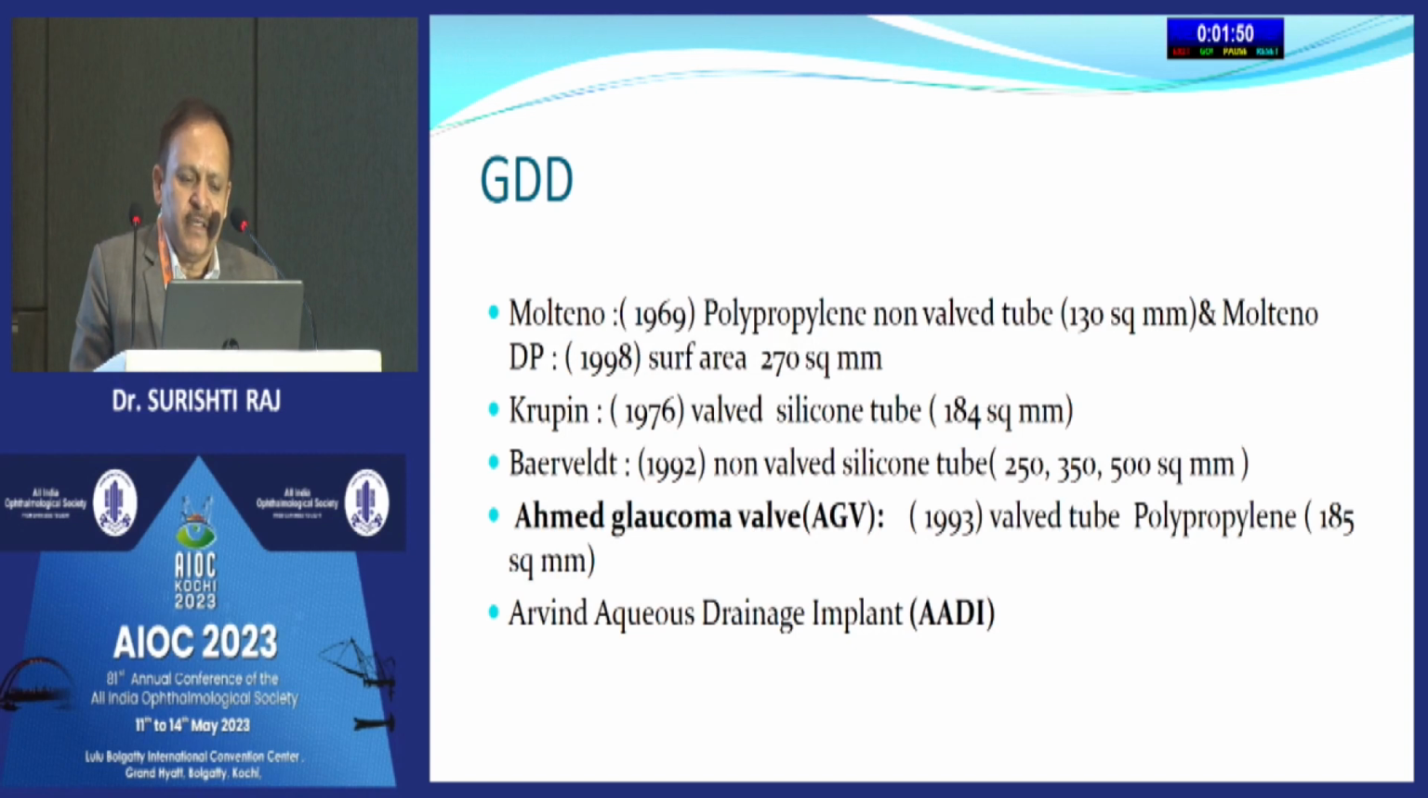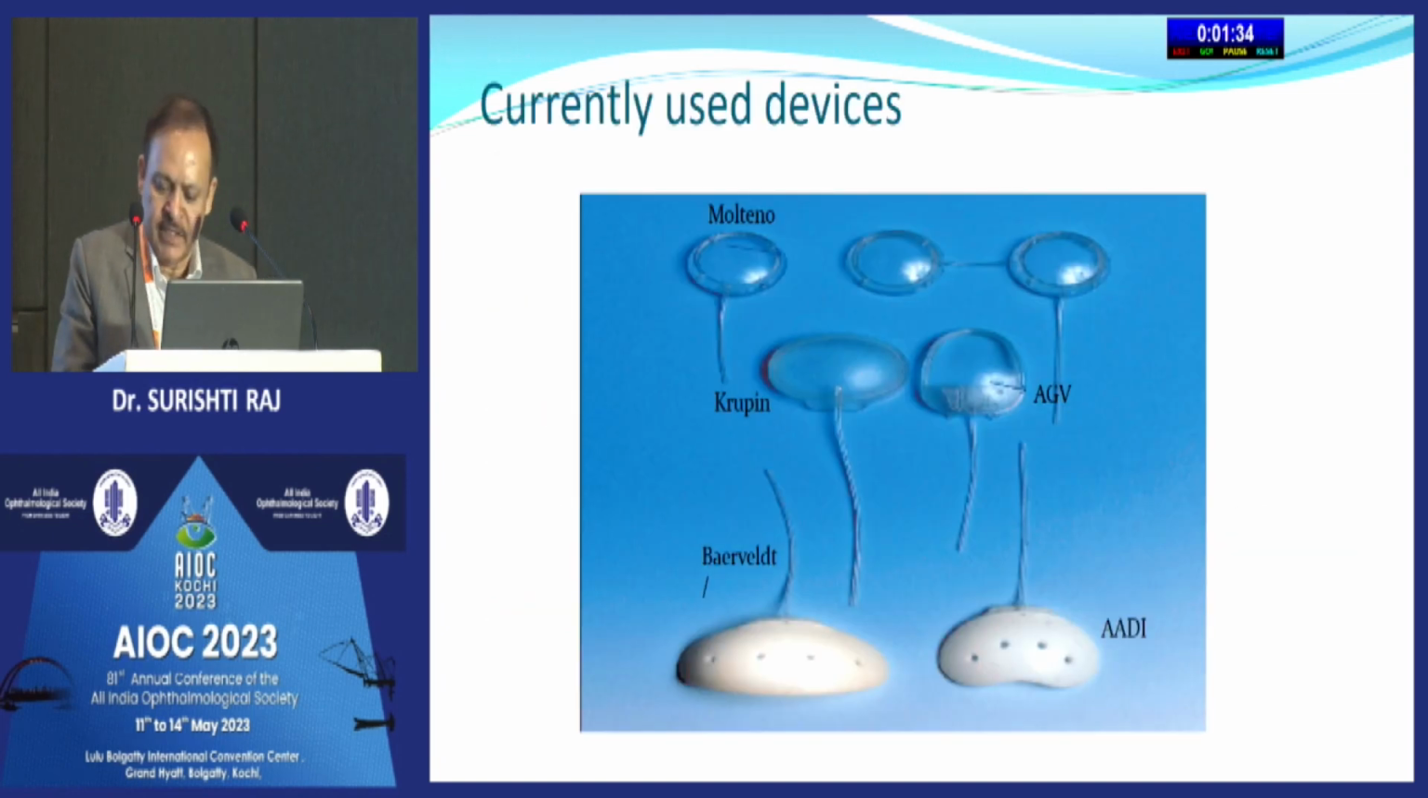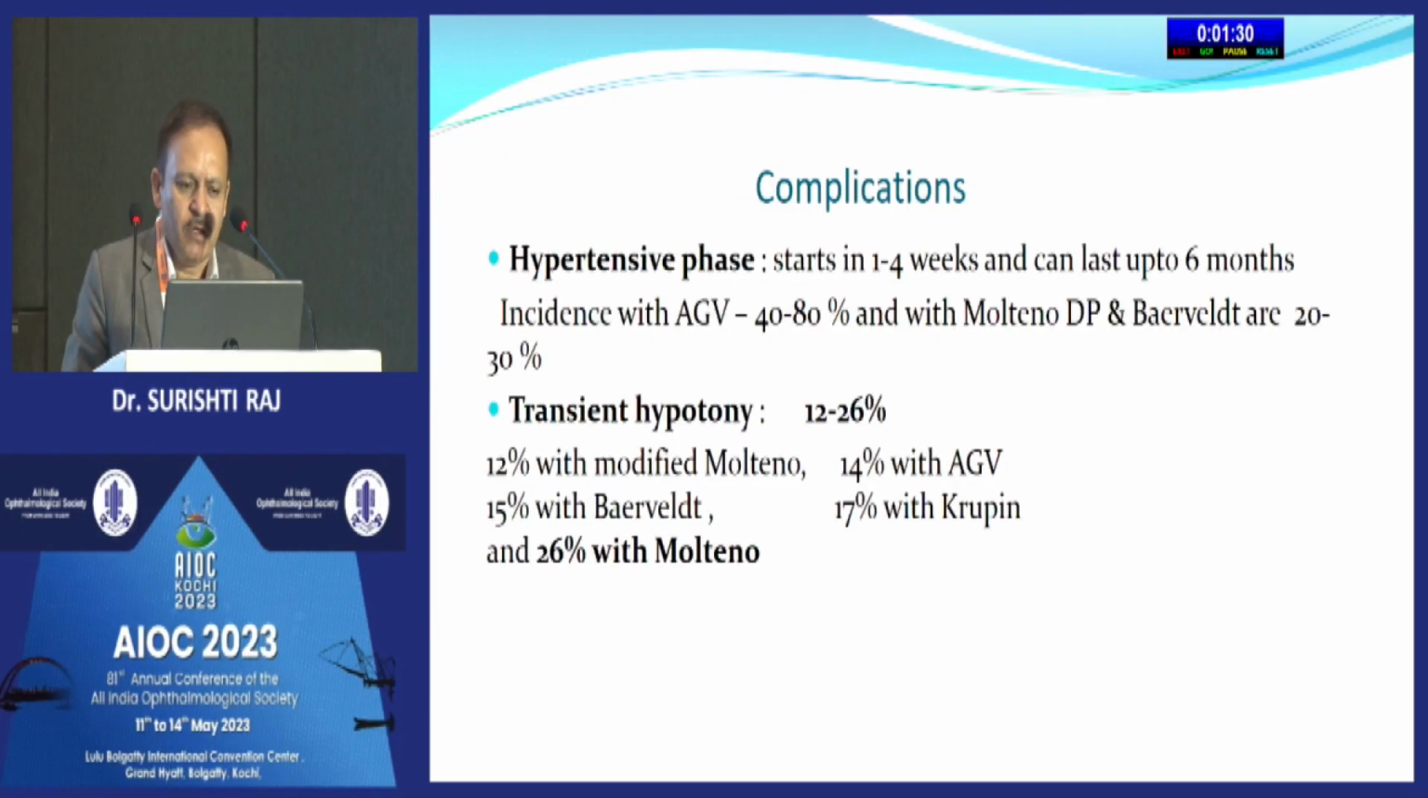So this is the chronology of development of the implants: Molteno, then Krupin, then Baerveldt, then AGV, and last was the Ahmed, which is basically the prototype of the Baerveldt only. These are the various designs of the various devices used. So we can expect complications.